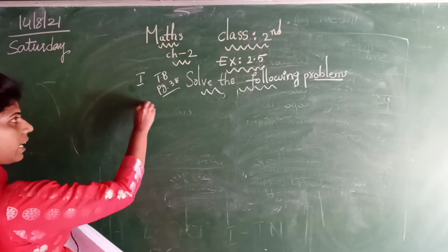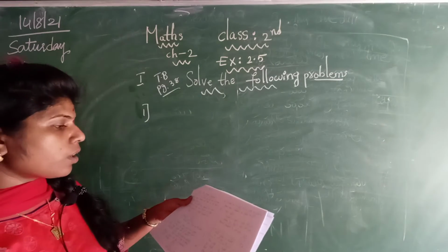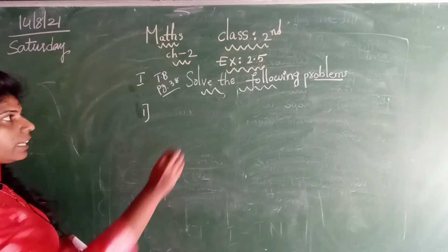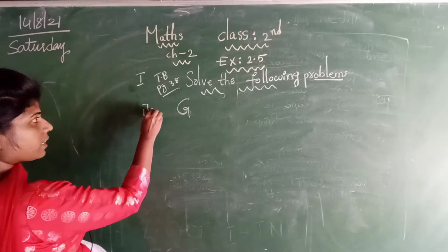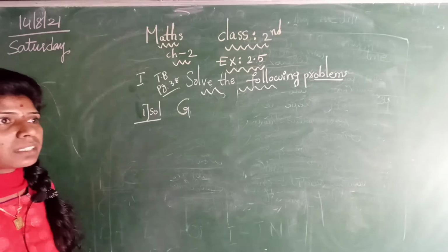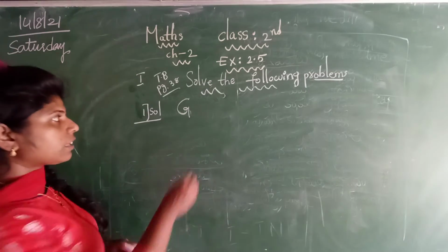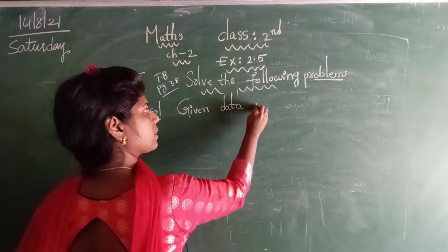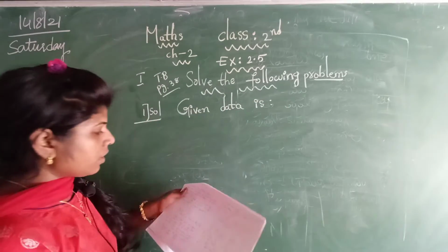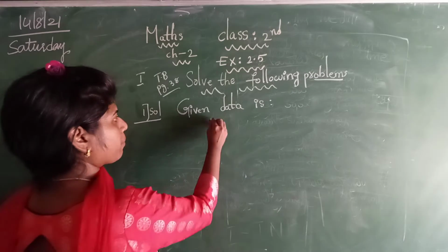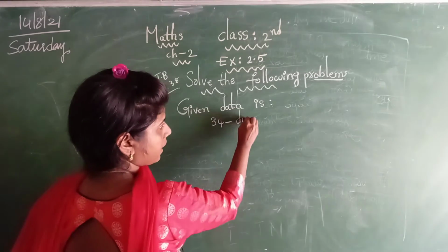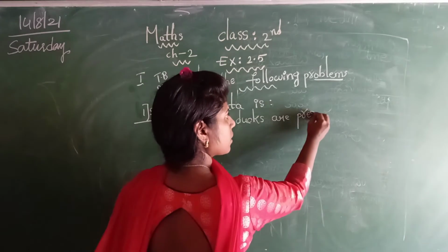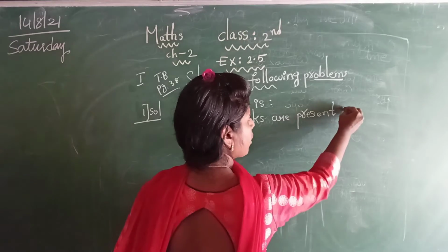There are 34 ducks and 42 cows on a farm. How many animals are there on the farm? So I am writing the first solution in our textbook, page number 38. Given data: 34 ducks are present in a farm.